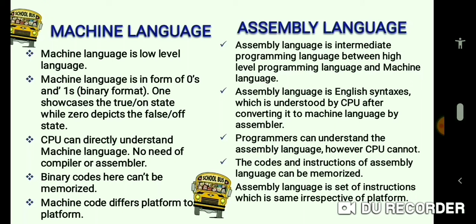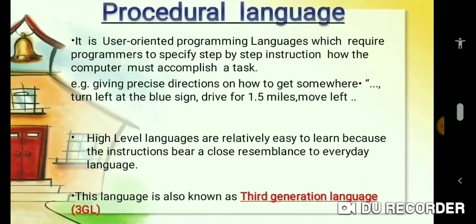Binary code cannot be memorized. We cannot remember binary codes, but mnemonics can be memorized. Machine code differs from platform to platform. That is, machine language differs from computer to computer, whereas assembly language is the set of instructions that is the same irrespective of platform. So let's start high-level language or procedural language.